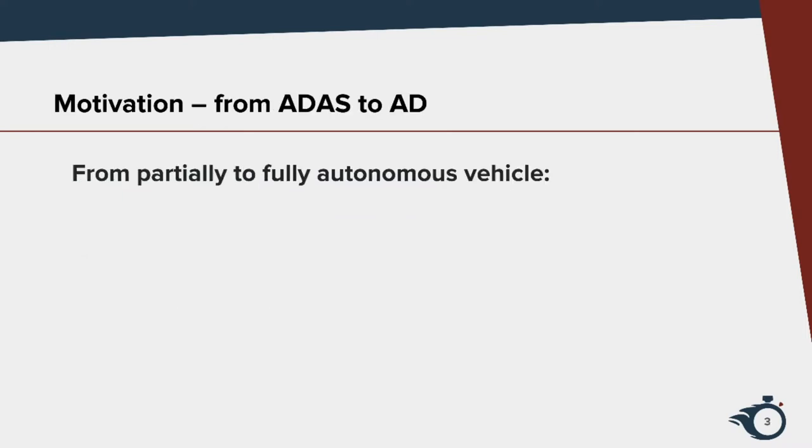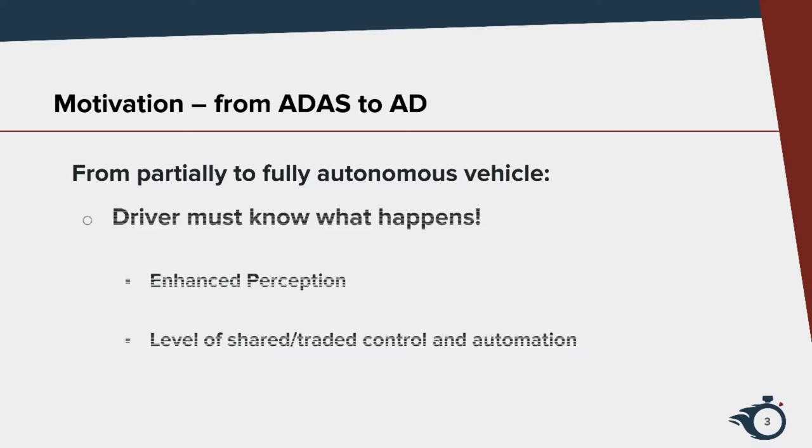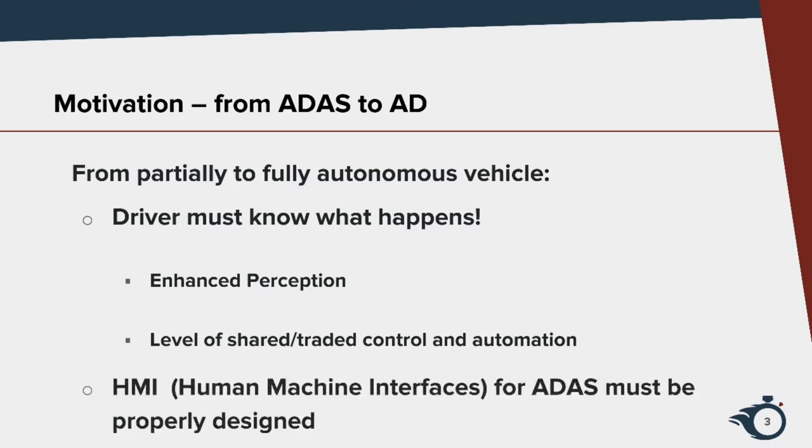Let's dive in. Motivation: from advanced driver assistance systems to autonomous driving. From partially to fully autonomous vehicles, the driver must always know what happens. Not only a passive user inside a vehicle, because passivity could raise the probability of sickness, but also for enhanced perception and for a level of shared control and automation. And also the HMI, human-machine interfaces, for ADAS must be properly designed.